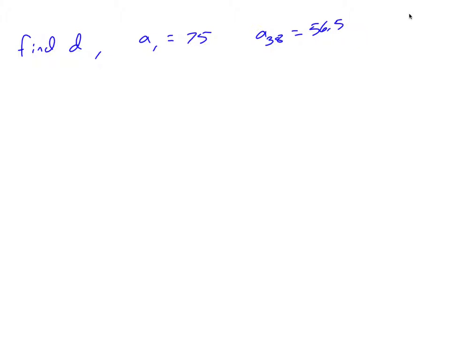So this time they want me to find the common difference. They're giving me the fact that my first term is 75 and the 38th term is 56.5. So they want me to use that information to find the common difference. So explicit formula again.